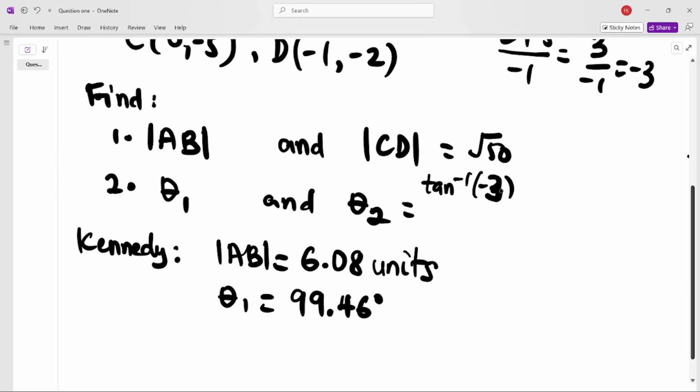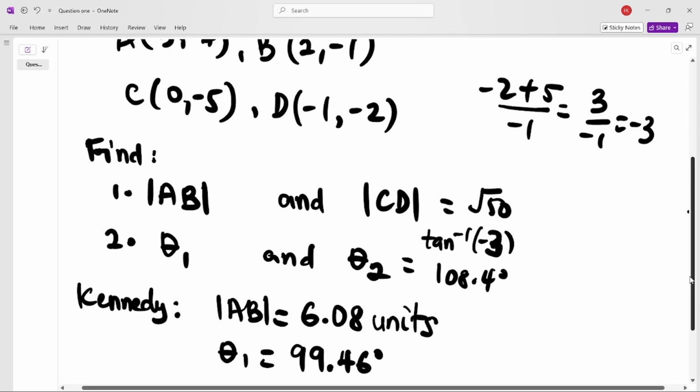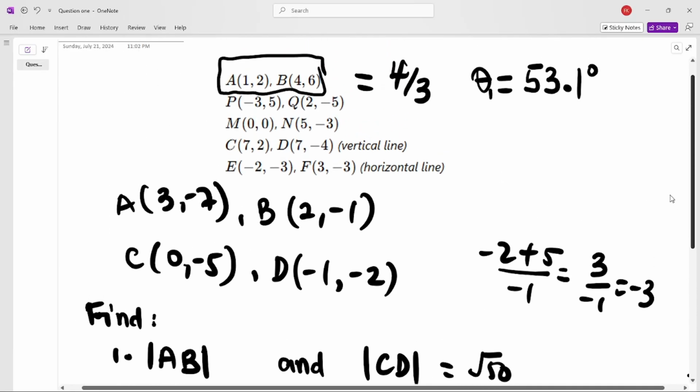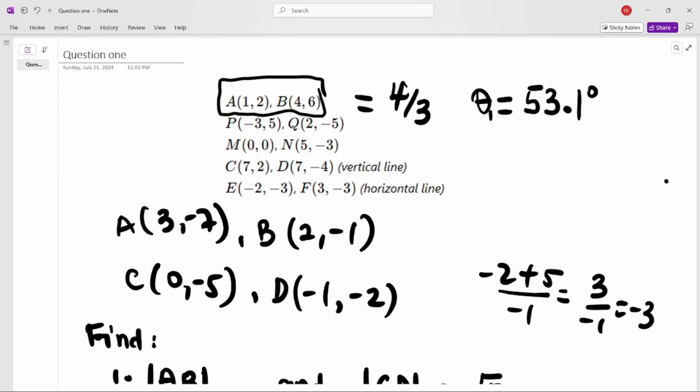So, Kennedy, are you there? Sir, I got it to be 108.43 degrees. Okay. So we take our time to do that. But the concept is there, right? Yes, sir. Okay. So now we are going to still do gradients.